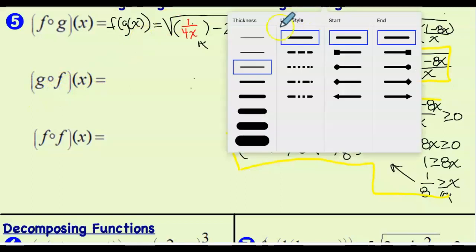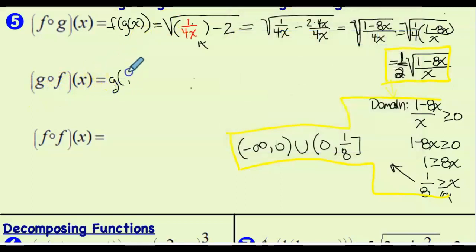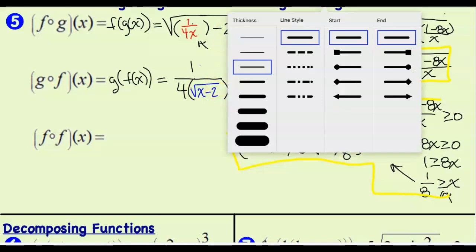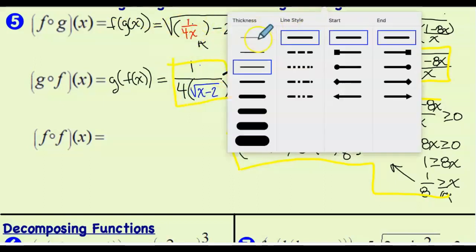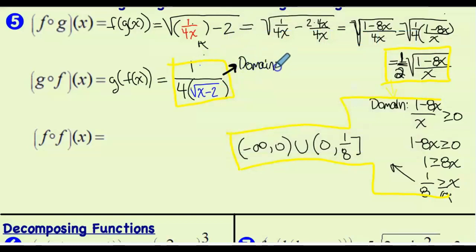All right, now g of f of x. So I'm just going to basically do the same thing. I'm going to write g of x, put f of x inside of it. So I'm going to do 1/4 times blank, and instead of that blank, I'm going to put in what f of x is. So I'm going to put the square root of x minus 2 right there. Okay. That's pretty good. Let's just look at the domain.